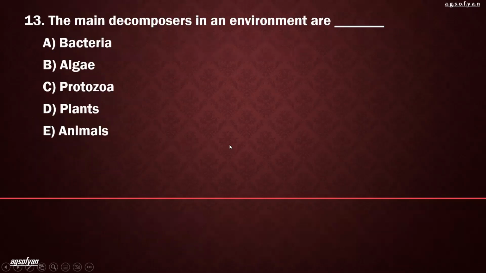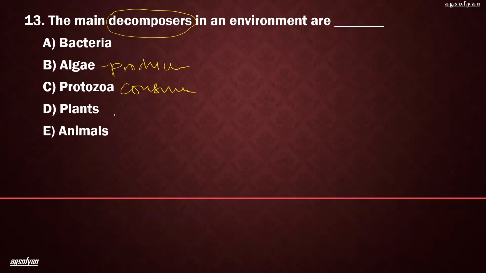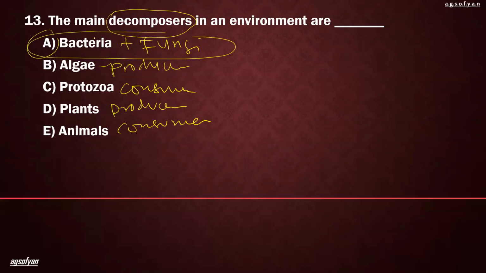The main decomposers, you have to take a note over here: decomposer. In environments, which one is the decomposer? Algae is a producer, protozoa a consumer, plant a producer, animal a consumer. So which one is the correct answer? Bacteria, plus fungi. Fungi is also a decomposer, so make sure you have both, bacteria and fungi. Even though over here you only give one choice, if the choice is fungi, then you also choose fungi.